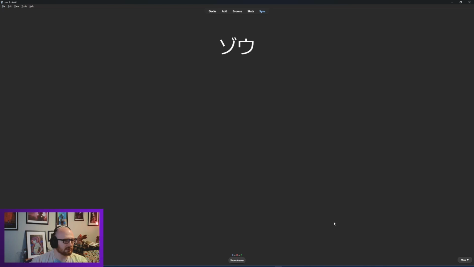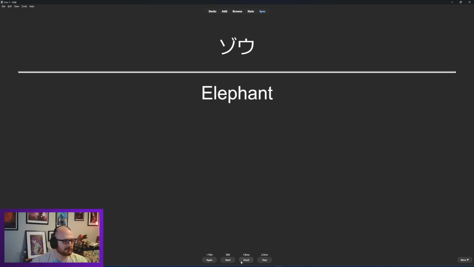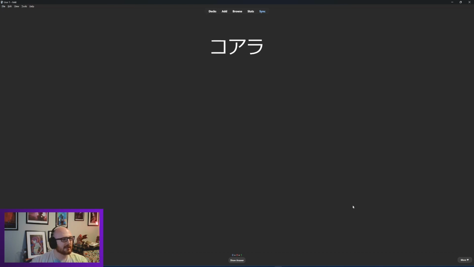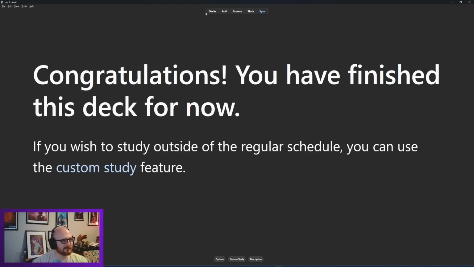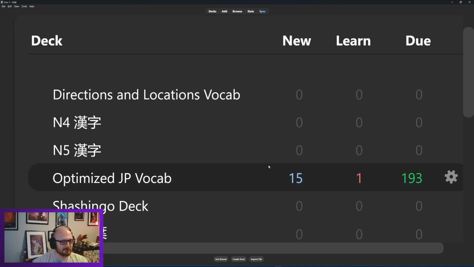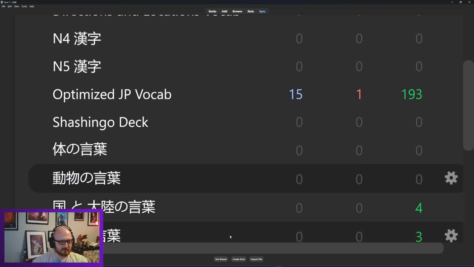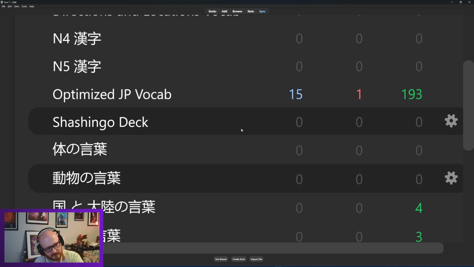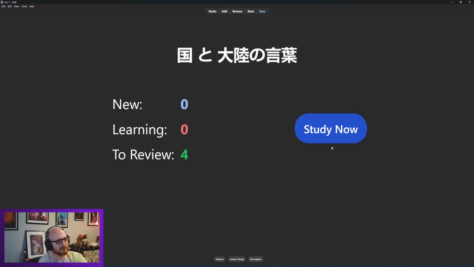Zou is Zou. Elephant. Yes, good. Okay, koala. It's a koala. Good. Okay. 動物の言葉、正解です。Alright, here we have 国と大陸の言葉, which is countries and continent words.